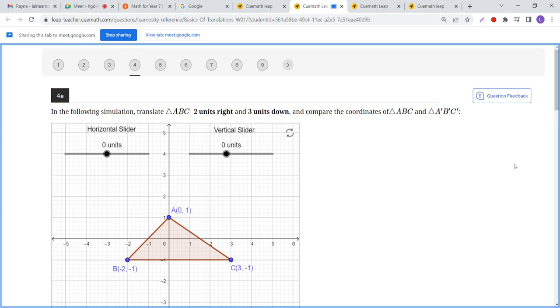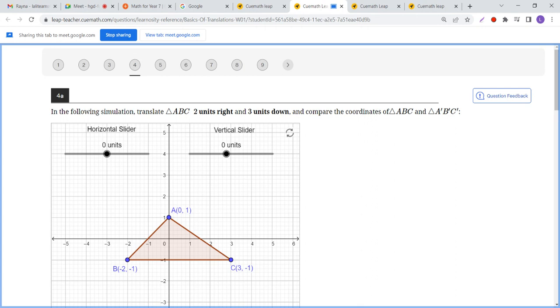They need coordinates for all 3 points, isn't it? It's a triangle. Coordinates for A, B, and C are given over there. Two units right and 3 units down. This whole figure moves 2 units right, 3 units down. We need new coordinates for A dash, B dash, and C dash. For A dash, how much? From 0, 2 to the right will reach 2. The x coordinate is 2, to the right.